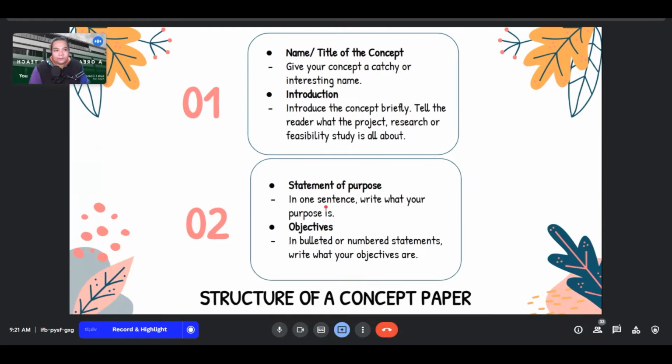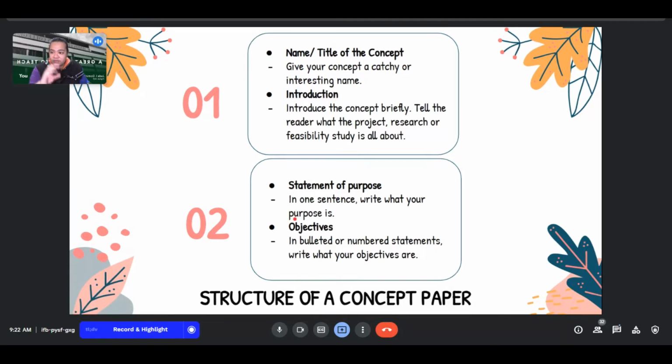For example, the purpose of this project is to help the children of Barangay 101 Quezon City. I don't know if there really is a Barangay 101. That's just an example. So, that's your main purpose. Okay? Iba po ang purpose sa objectives. The objectives are the specific objectives. So, the general purpose is to help.